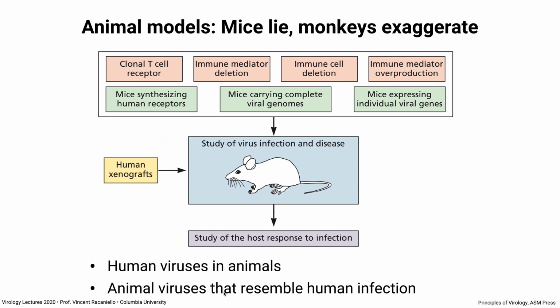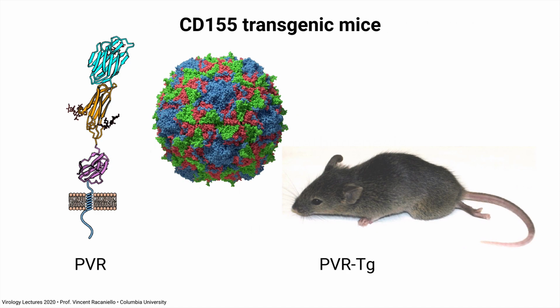Let me give you an example of a mouse model that we actually made in our laboratory in the 1990s. And this started with the identification of the poliovirus receptor in my lab by Kathy Mendelson, who was a graduate student at the time.